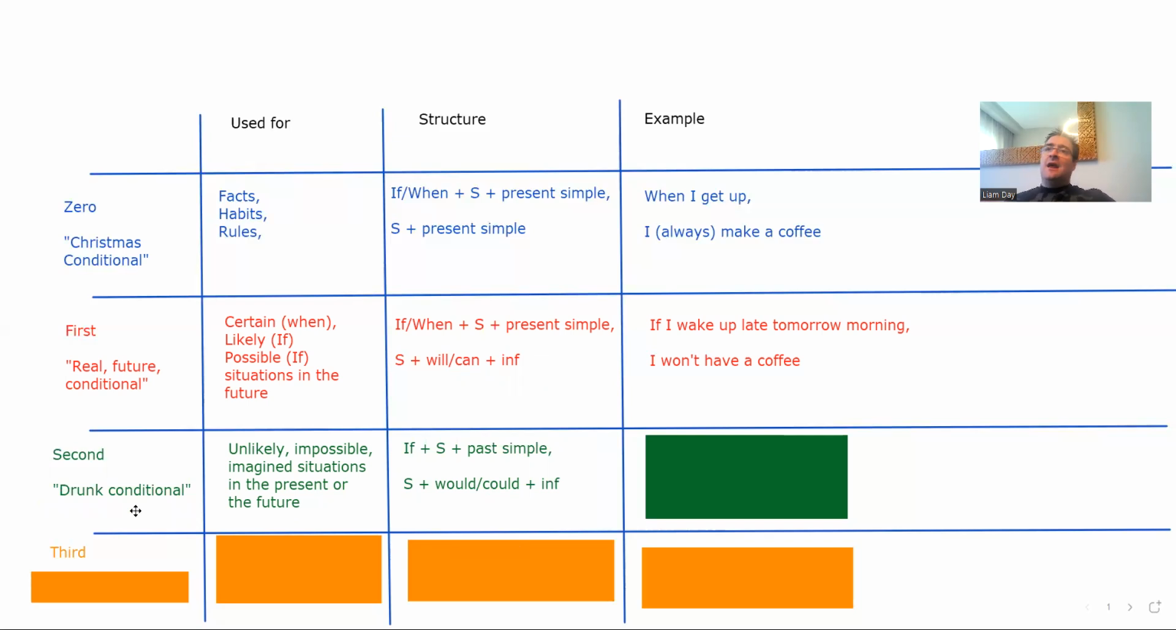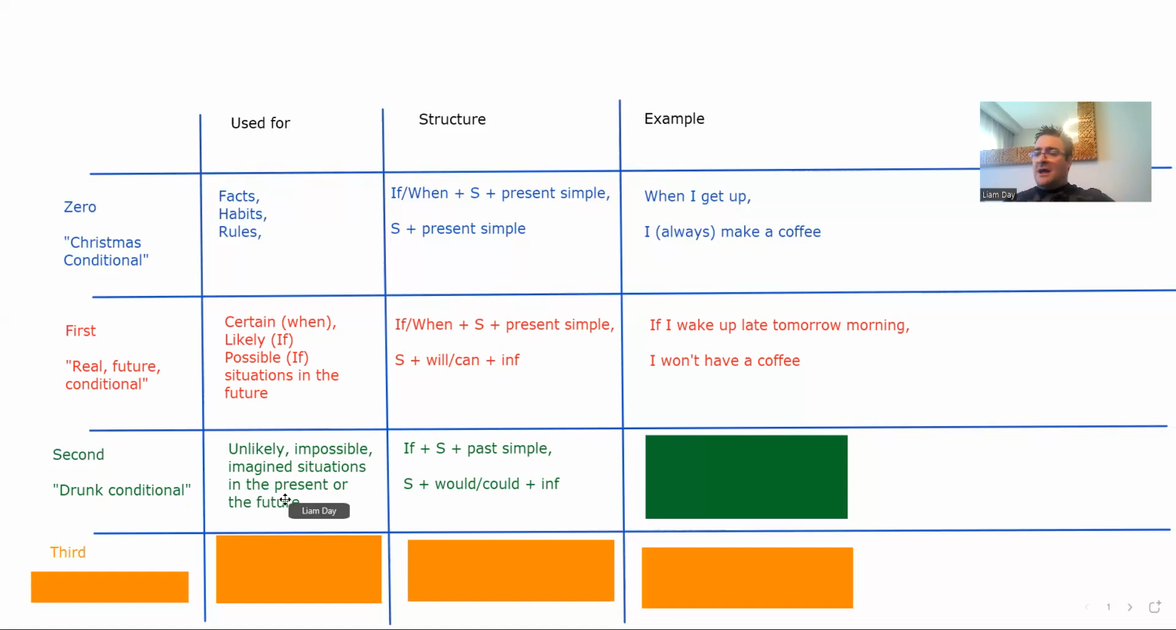Why do I call it that? Because when people drink alcohol, they leave the real world and they go off into fantasy land. And if you go to any pub in the UK and listen to 2 people talking and they're drunk, there will be a lot of the second conditional. Oh, you know what? If I was the prime minister of this country, I would immediately lower the taxes. Or talking about sport, you know what? If I was the manager, I'd never pick him again.